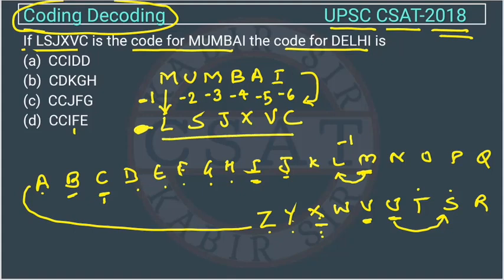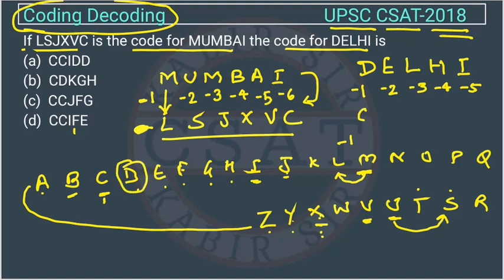Now we will apply the same rule to convert Delhi. So write DELHI, and we will apply the same logic here. This will be -1, this will be -2, this will be -3, this will be -4, and this will be -5. D is here, so -1 will be C. E is here, -2 will be backward: first, second, so this will be again C. L is here, so we have to go 3 steps backward: first, second, third. So this is I.